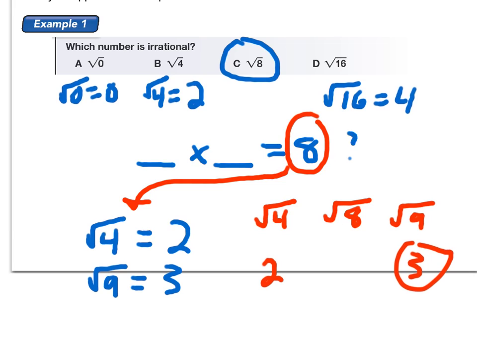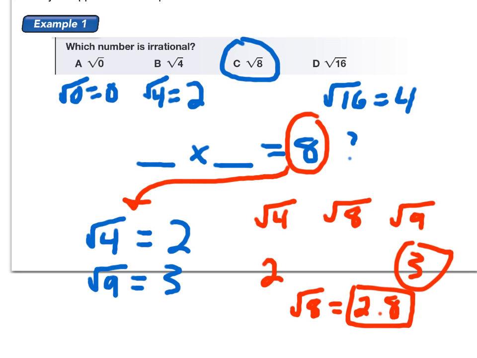So think of your numbers that would be between 2 and 3, like 2.1, 2.2, 2.3, and so forth. A number around 3 that would be pretty close would be like, I don't know, 2.8. Sounds good. So the square root of 8 is probably equal to about 2.8.